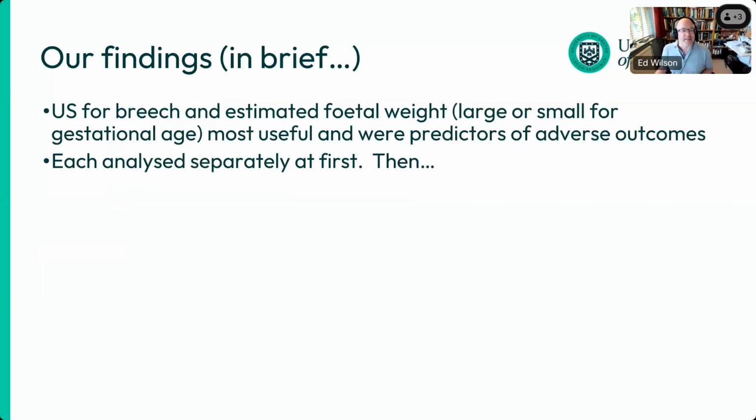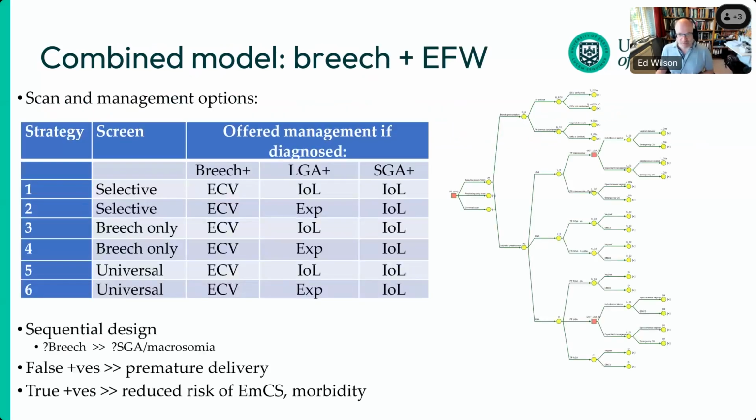So briefly, our findings were that the only useful measurements were a presentation scan, in other words, which way up the baby is. Breech is where you come out feet first or bum first, but an ultrasound scan can test that very easily. And also estimating the fetal weight, specifically if the baby was large or small for gestational age. They were the most useful measurements you could make, and they were predictors of adverse outcomes. Our analysis looked at each separately at first, but then we merged them all into an overall analysis, which we called the mega model.